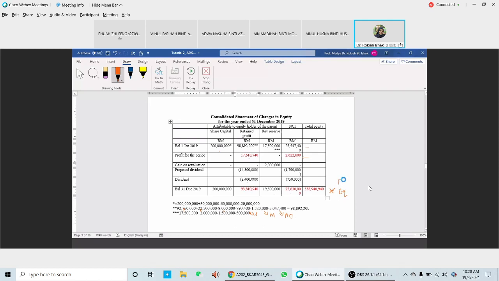Okay, so these items, this balance here, is going to be transferred to the equity sections in your statements of financial position. You're going to transfer the ending balance to the equity sections in the statements of financial position. Okay, just copy those figures here.